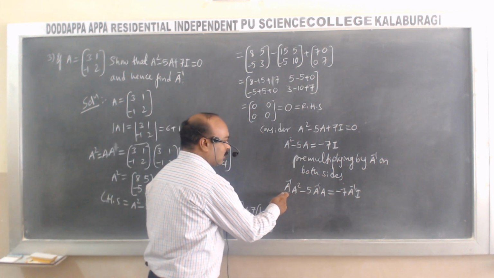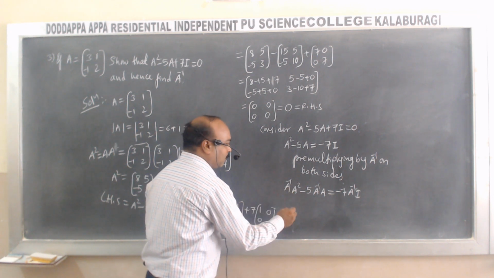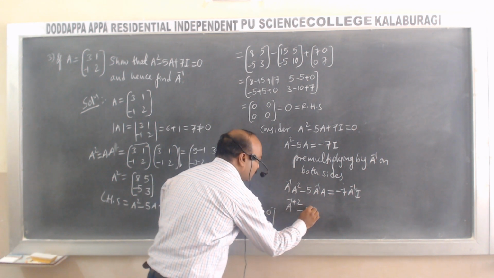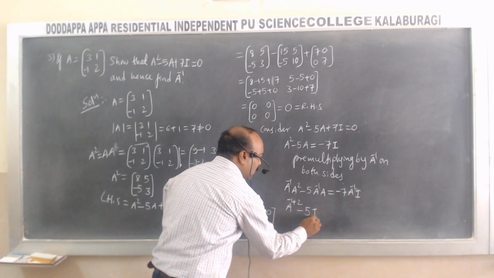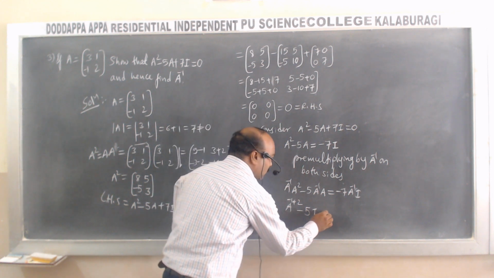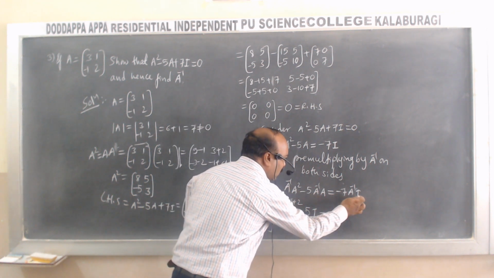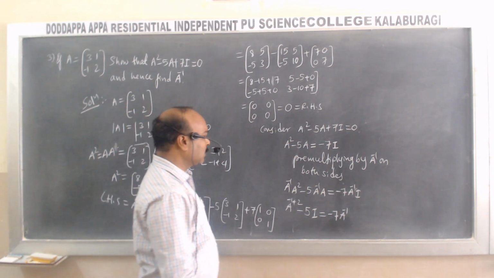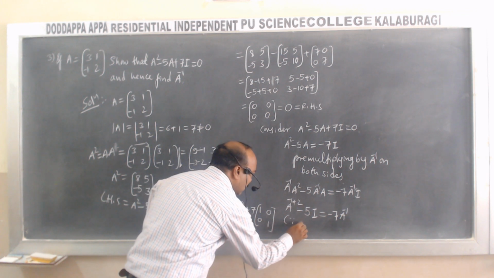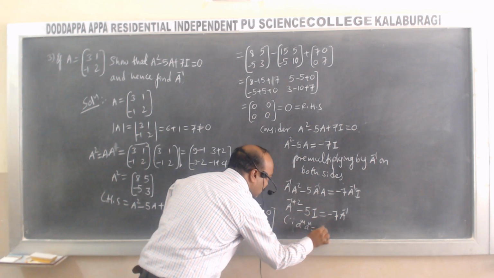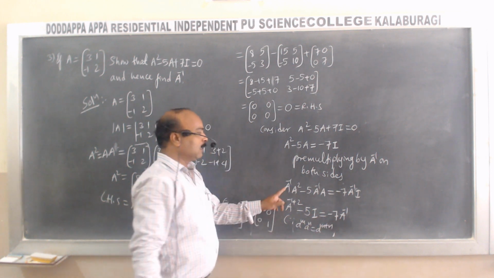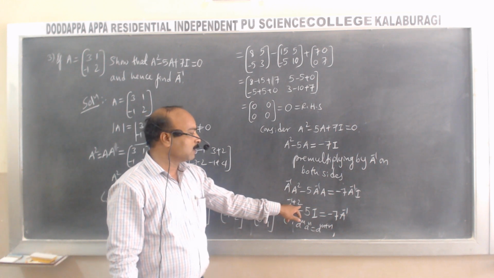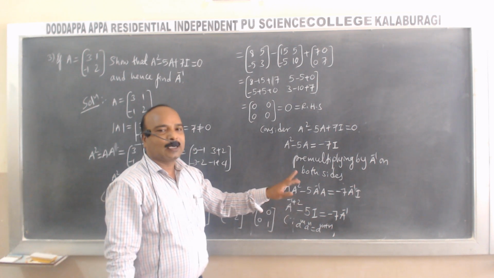A inverse, A power minus 1 into A power 2, is written as A power minus 1 plus 2, minus 5 A inverse into A, we know that is I, and it is equal to minus 7 A inverse into I is A inverse. We are using some important results here. The first result is A raised to m into A raised to n form. By the indices formula we get A raised to m plus n. M is minus 1, n is 2.